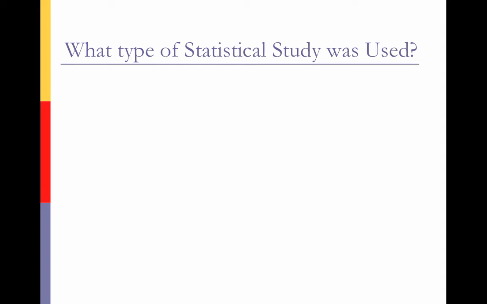So let's look at what type of statistical study was used, because so far we have learned about sample surveys in Chapter 12, observational studies, where you're just looking at the data as it unfolds or on data that has already been collected, and then experiments, where you're applying a treatment and seeing what happens.